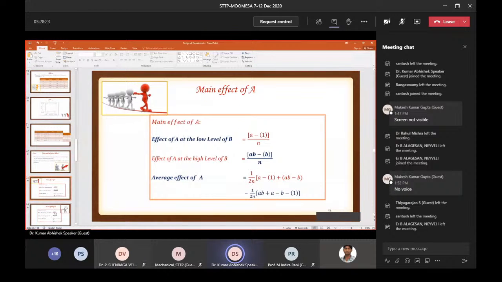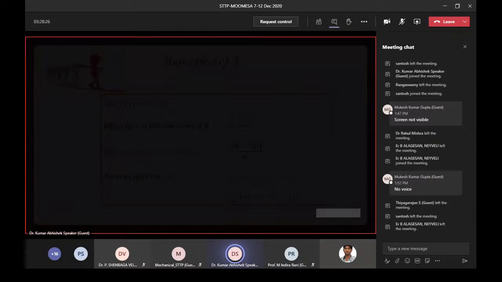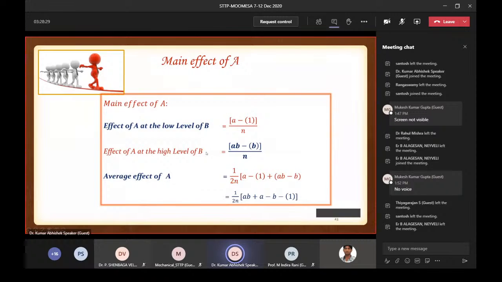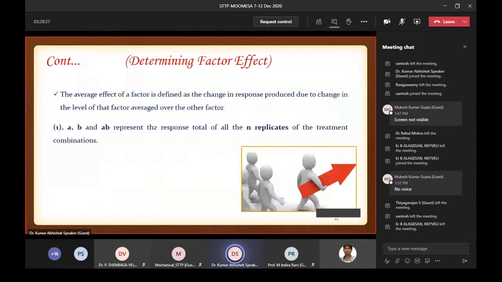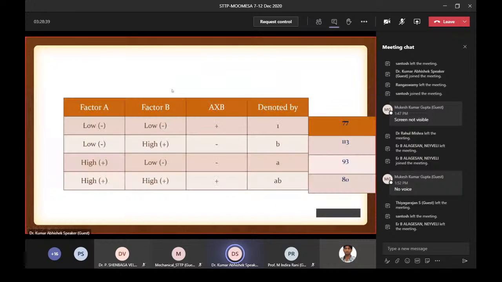Similarly, if you are going to find out the effect of B, then you have to find what is the effect of B at the low level. If you look here in the table, B at the low level is here and here, so you can find out its effect at the low level, this one, and B at the higher level, its effect is this one, 113 and 80. This is at the higher level.